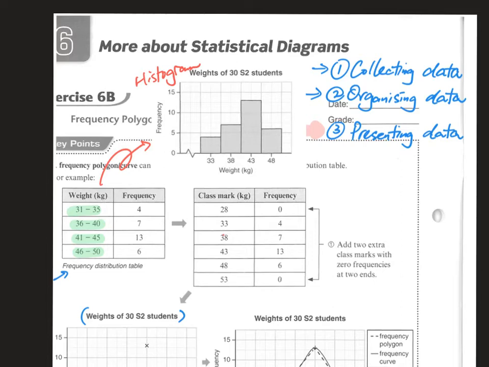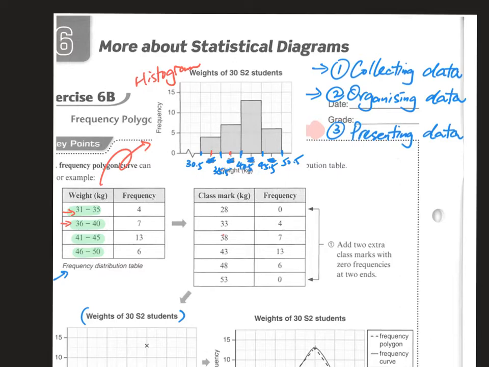It also uses the class mark. The first group is 33, which represents 31 to 35 kg. The second class mark is 38, which represents the group 36 kg to 40 kg. Besides class marks, you can also use class boundaries to mark in the diagram. So for the first bar, we will be using 30.5 to 35.5 for the first group. Next, 35.5 to 40.5 for the second group, 40.5 to 45.5 for the third group, and lastly 45.5 to 50.5.